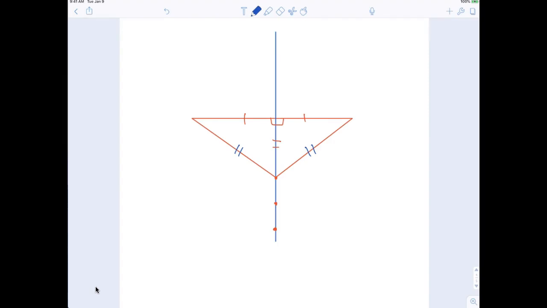If you draw a perpendicular bisector, then every point that's on the perpendicular bisector is equidistant from the endpoints. Is everybody understanding that now? All right, Casey, you good now?